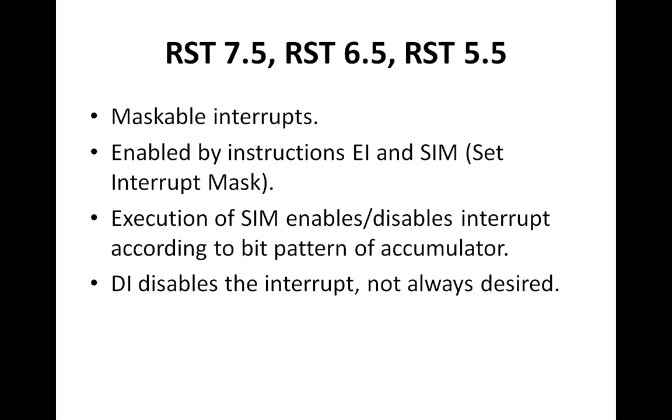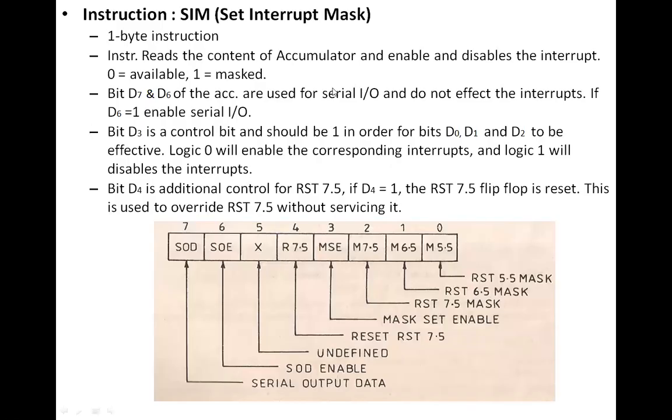And the DI instruction is used to disable the interrupt, but it is not always required because we don't want all the interrupts to be masked at the same time. If we want only a few of the interrupt lines to be masked, then we can do it with the help of the SIM instruction, that is, set interrupt mask. Set interrupt mask is a single byte instruction.